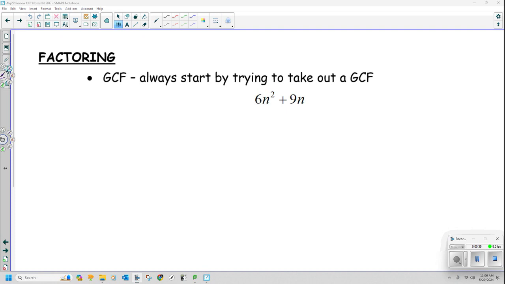All right, I want to take out a greatest common factor. So I'm looking at this. I need the greatest common factor between my numbers, 6 and 9. That will be a 3. And the greatest common factor between my variables is always the smallest exponent. You notice that I have a 2 with this n, and this is a 1. So it's always the smaller exponent, n to the power of 1.